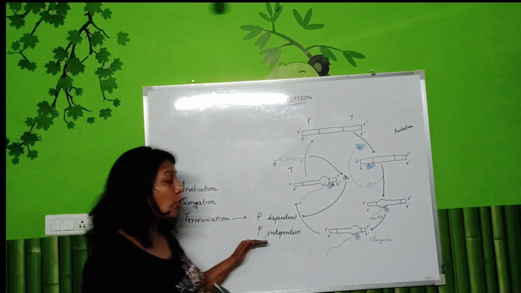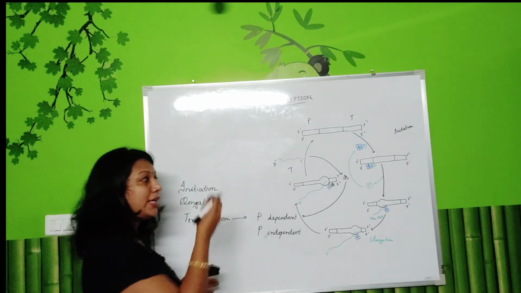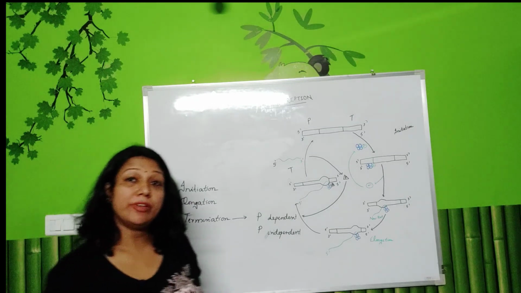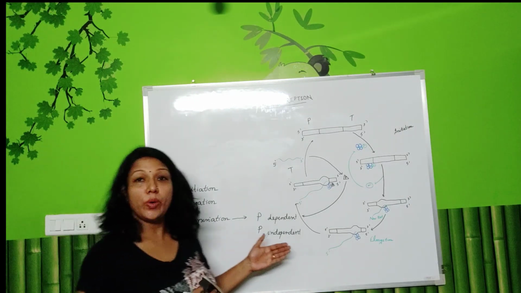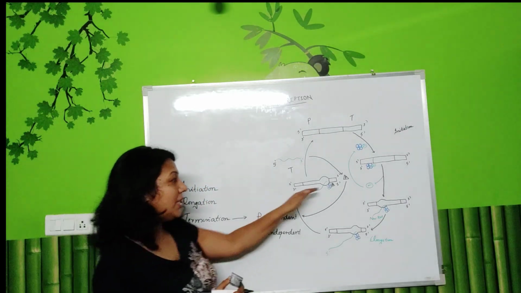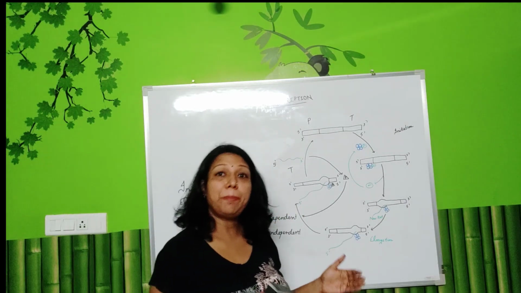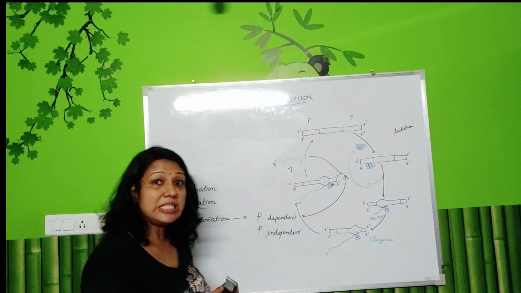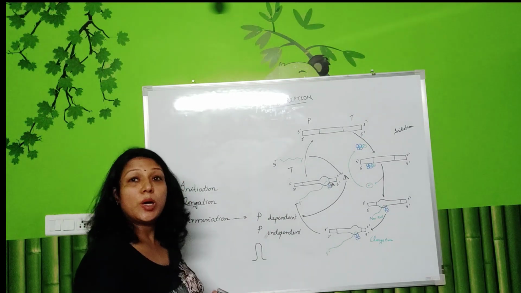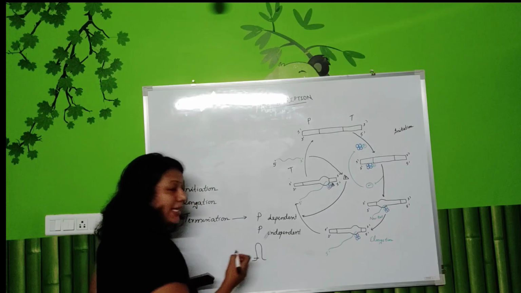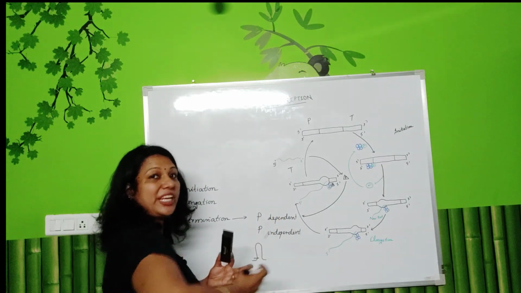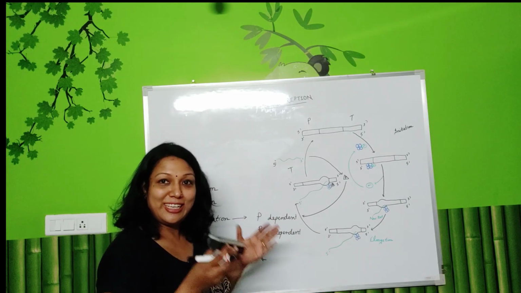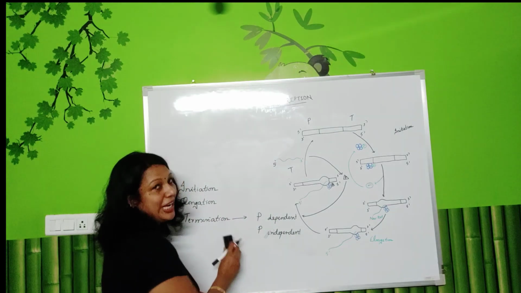Next method, it is rho independent. Now what do you mean by rho independent? Rho independent means in the terminator region, we have some palindromic sequences. Once the palindromic sequences are transcribed, it will result in the formation of hairpin loops. Once hairpin loops are formed, our enzyme cannot proceed. Because there is a hairpin loop, it cannot proceed further. So here it will stop the transcription. So that we will call rho independent.